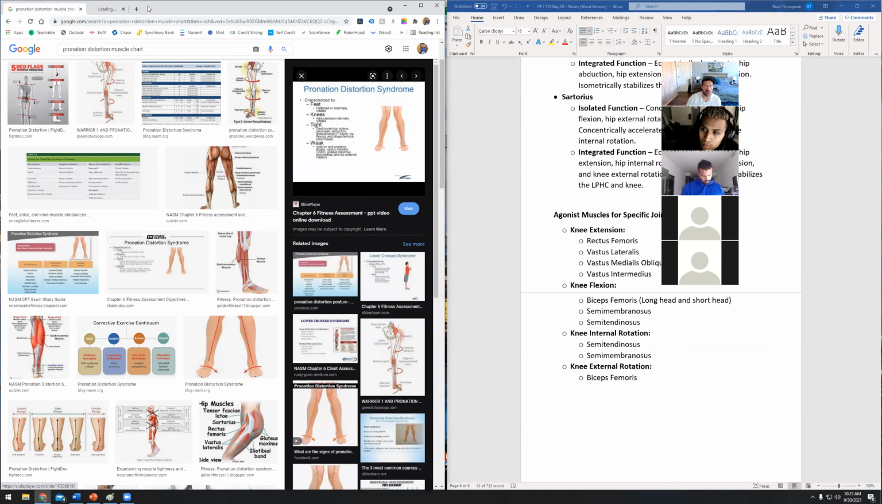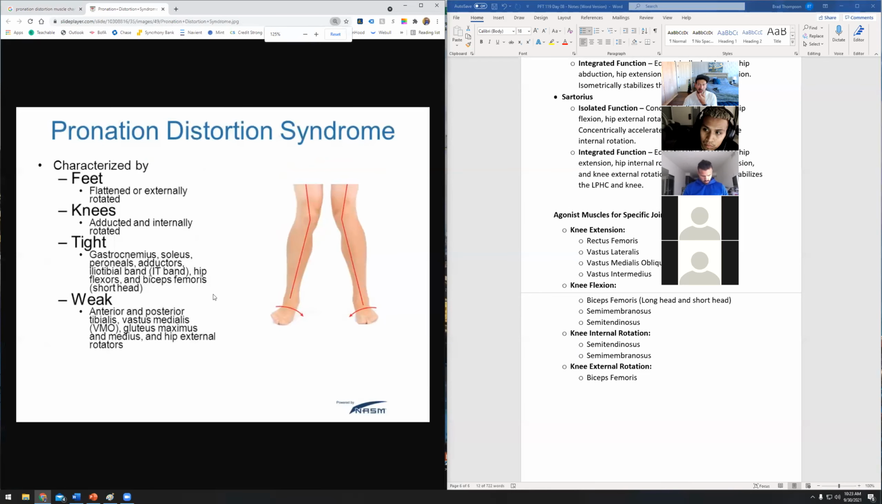All right, this will work. It's not ideal, but I would love to have a chart where they're side by side. So we see characterized by, again, flattened or externally rotated feet, adducted, internally rotated knees. So the tight muscles. It says gastrocnemius and soleus. I would say, if I was being a little bit more specific, lateral gastrocnemius, right? We talked about that yesterday. That's what's externally rotating the foot away.